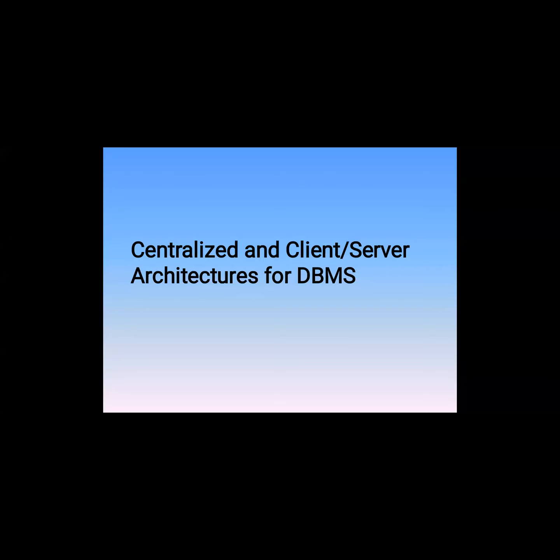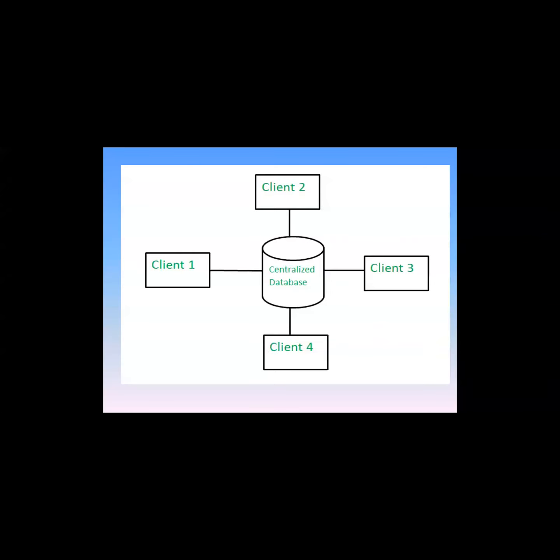From the exam point of view, it is asked in different ways. How do we access the data from the centralized database and the distributed database? As the name implies, a distributed database means we can access it from anywhere. If it is centralized, it is only at the center level. This is the diagram for a centralized database. If you observe here, the centralized database is at the center and a number of clients access it from the same location.